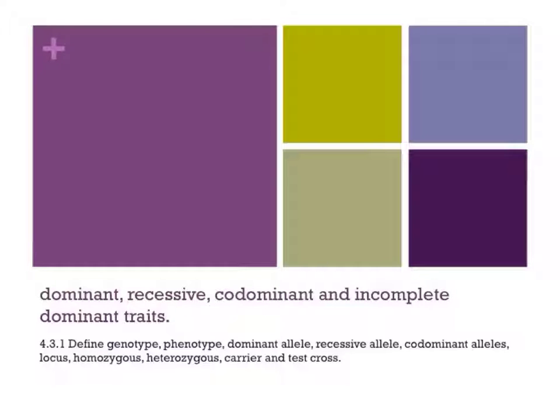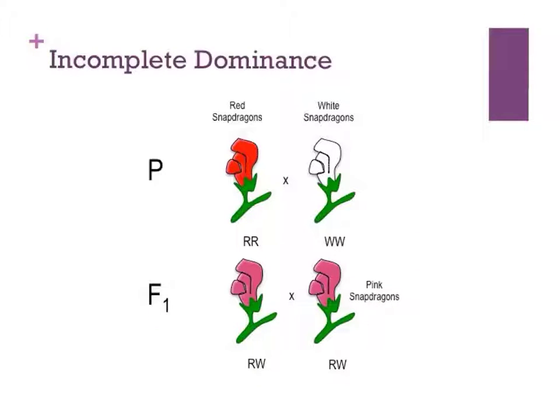Now that you've had a chance to get some of the basics of genetics, we're going to look at some of these other situations where there's mixed or blended traits called codominance and incomplete dominance, which is different than the plain dominant recessive we learned about in the last lesson. So here's an example of incomplete dominance, and this is sometimes referred to as a blending of traits.